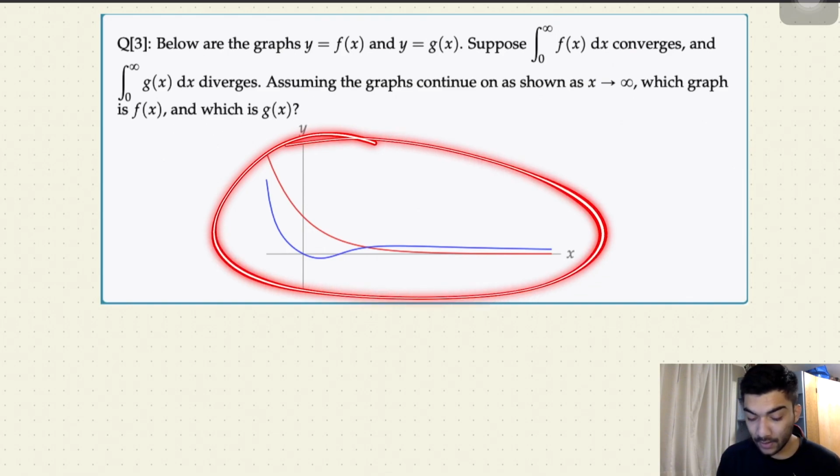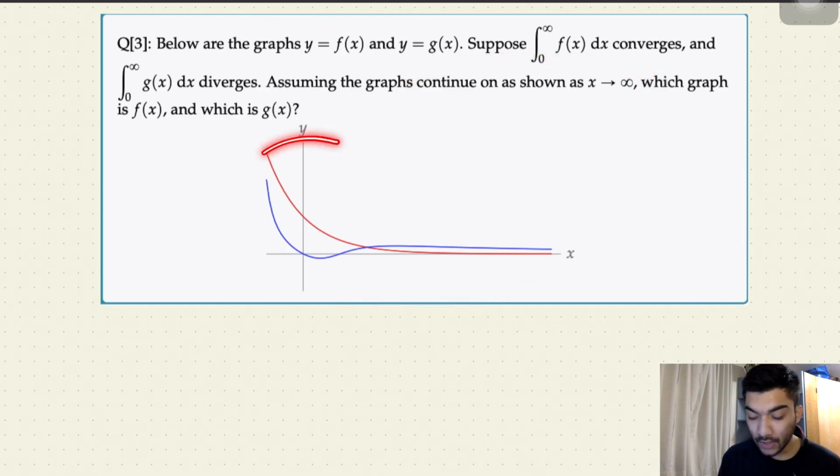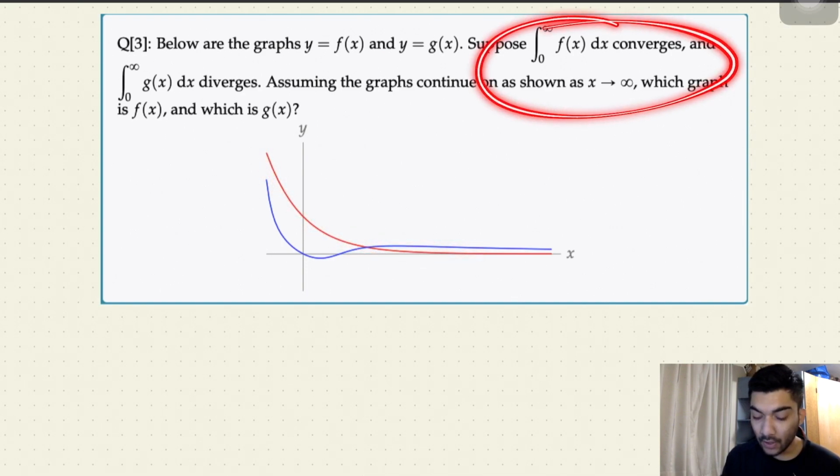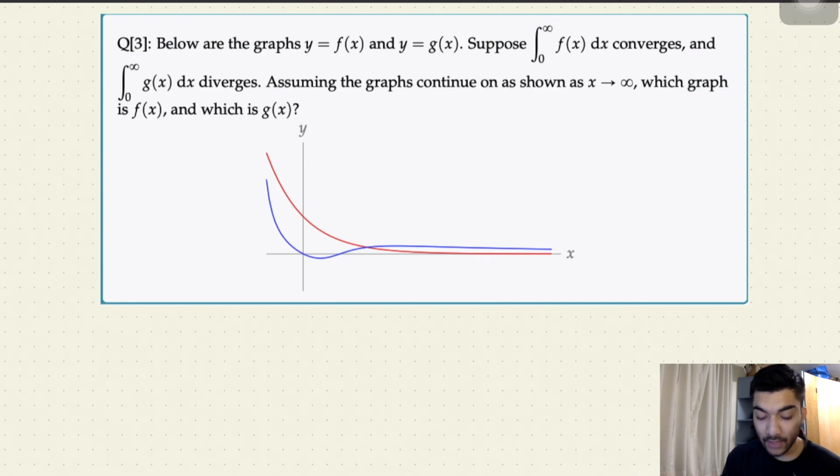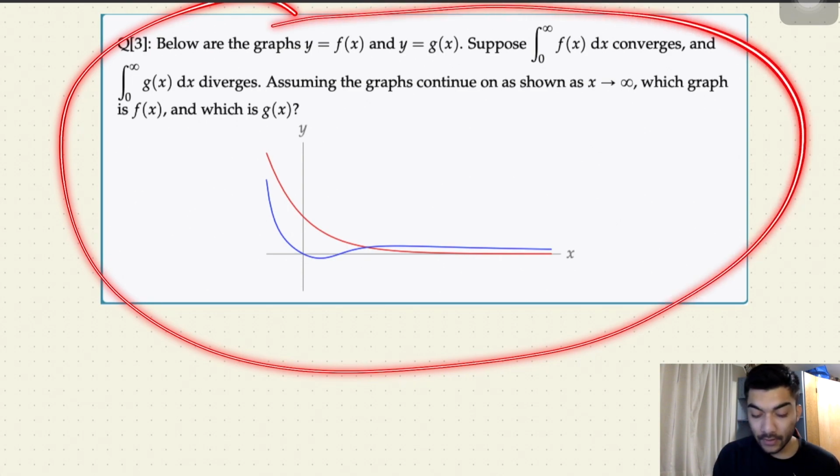Assuming that the graphs continue as shown in the picture, we have to identify which graph is f(x) and which graph is g(x). Based on these two curves and the given condition, you have to identify which curve is f(x) and which curve is g(x), and we'll do that based on what we know about the comparison test. If you have not watched my previous videos on comparison tests, I highly suggest you first watch those videos to get the full idea about this question.